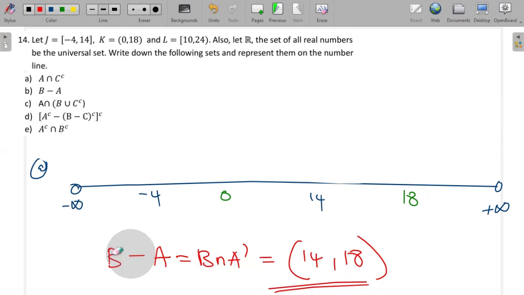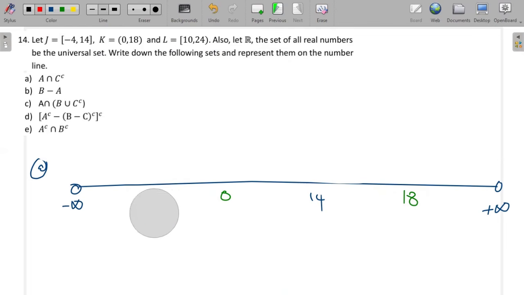Okay, let's look at C. So for C, we have (A intersection B) union C complement. We just have to plot this part and then intersect it with A. So let's plot B union C complement.